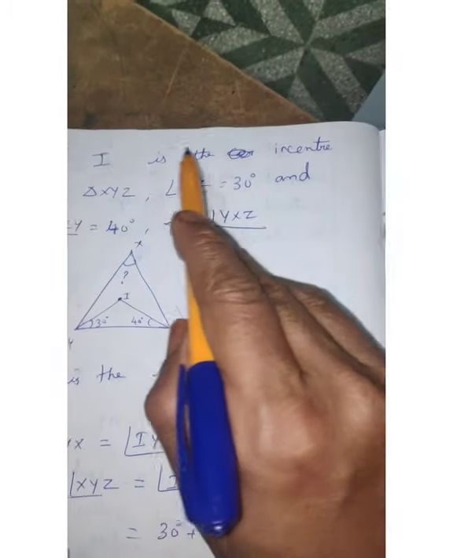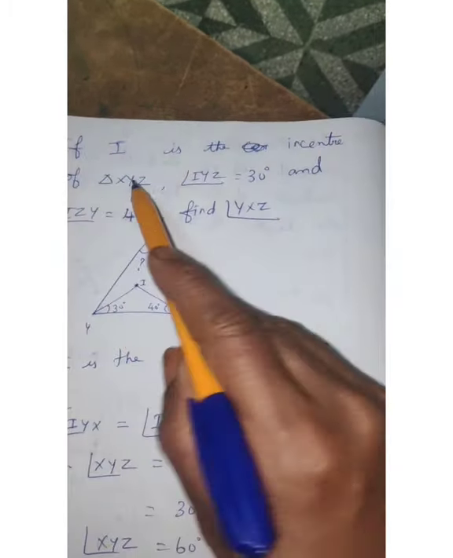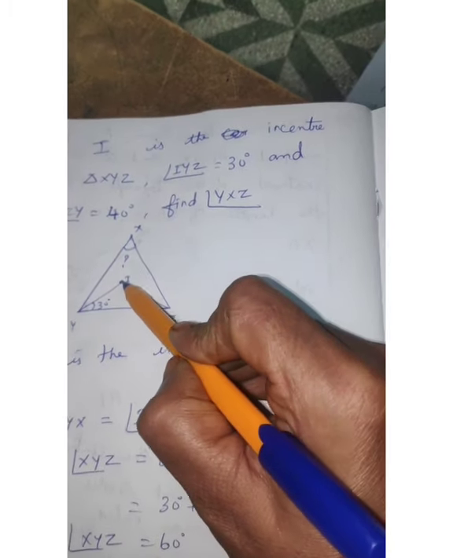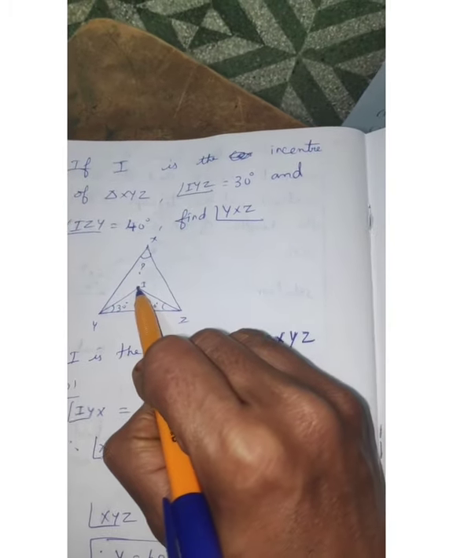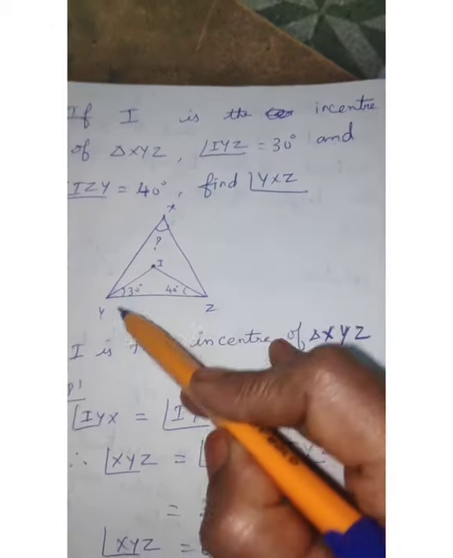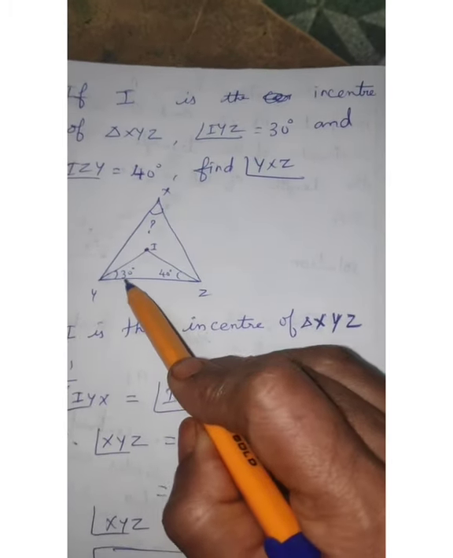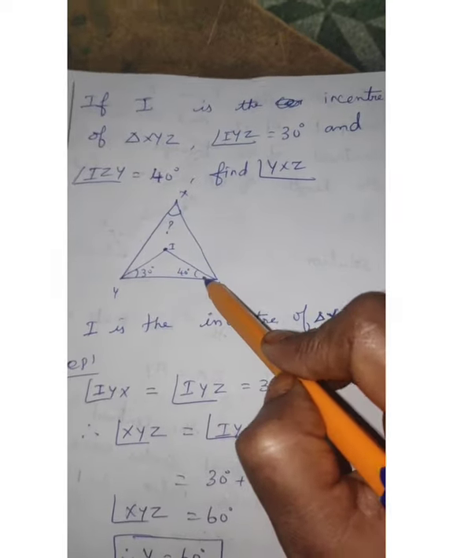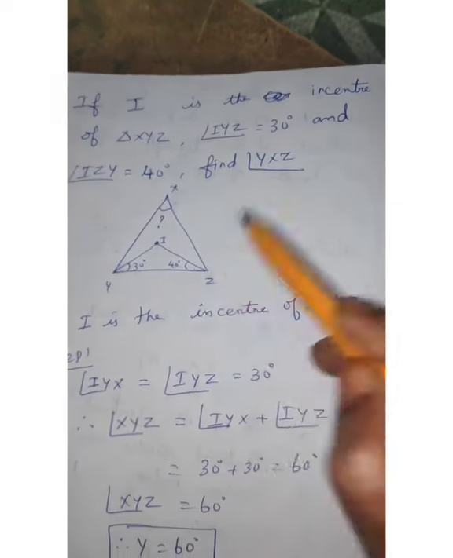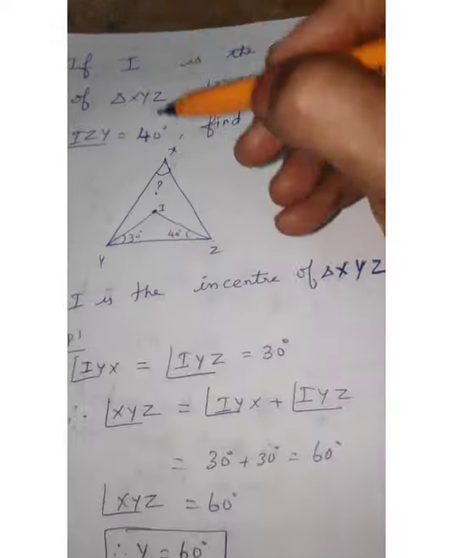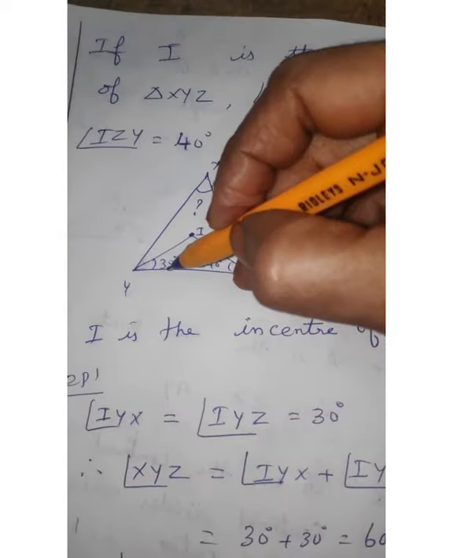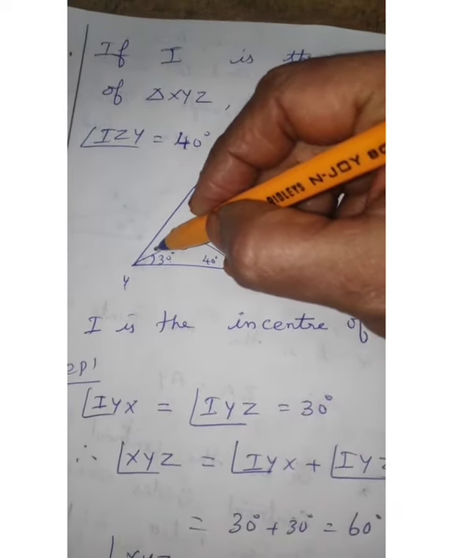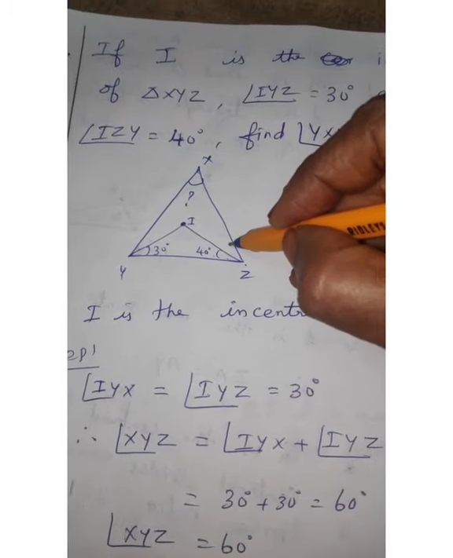11th question. If I is the incenter of triangle XYZ, meaning the point inside is called the incenter, and angle IYZ equals 30 degrees and angle IZY equals 40 degrees, find angle XYZ. Very easy, just the sum. Overlay it and give the sum first. Here 30 degrees means here also 30 degrees. Here 40 degrees, here 40 degrees.